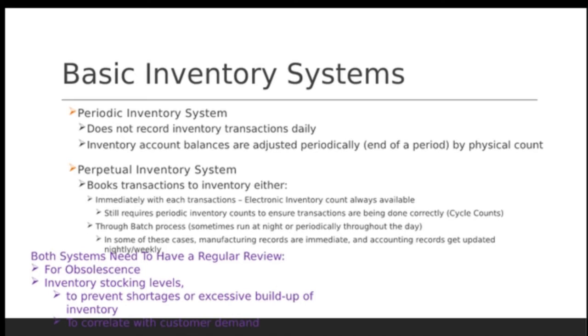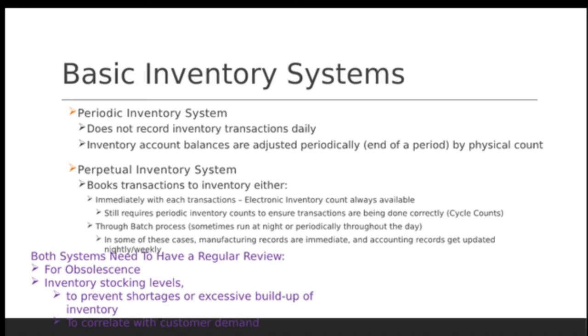There could be a batch process. And what a batch process means is the systems don't always talk. So there's some sort of point when you run a batch that they wind up integrating their data together. So sometimes that can happen at night, or it could happen periodically throughout the day. It could be like a lunchtime batch process or whatever. It depends on, again, the manufacturing system, how big the company is, all those things. In some cases, manufacturing records are immediate and they'll update it immediately, but they don't talk to the accounting system until nightly or weekly or whatever the process might be there for batching.